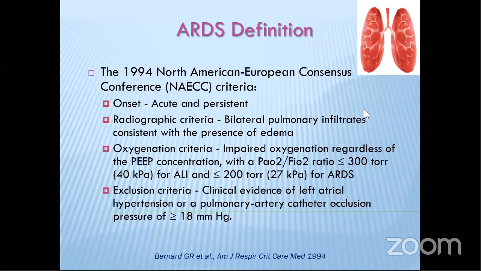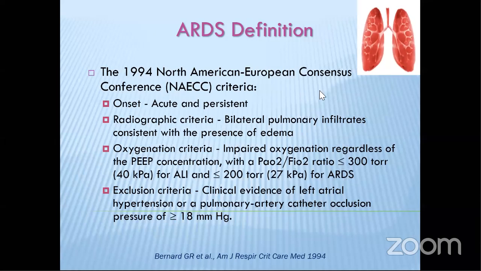So it does not depend on the arterial oxygen saturation or on the arterial PaO2 alone, but on the ratio between the arterial PaO2 and the oxygen concentration you are giving to your patient. At this time, a patient is defined as having ARDS with a PF ratio less than 200. And at this time, there is another term, acute lung injury, or mild form of ARDS, with a PF ratio less than 300.